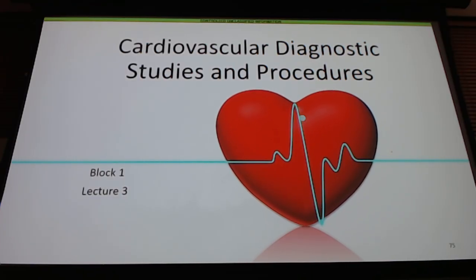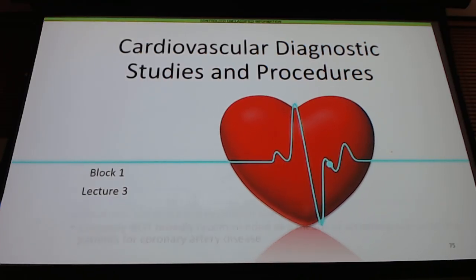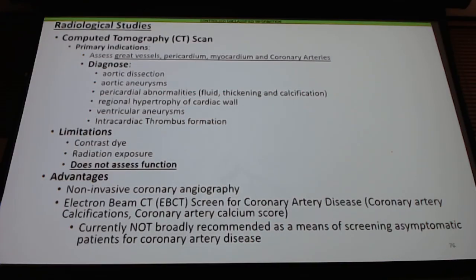So our third lecture was just doing diagnostic studies and procedures for the cardiovascular system. And there were so many out there that we talked about. We talked about how your chest X-ray can give you a lot of good ideas of the external anatomy and also help you rule out some things. But really, when we talk about imaging, as far as being really beneficial to our study, the CT scan provides us some good information.